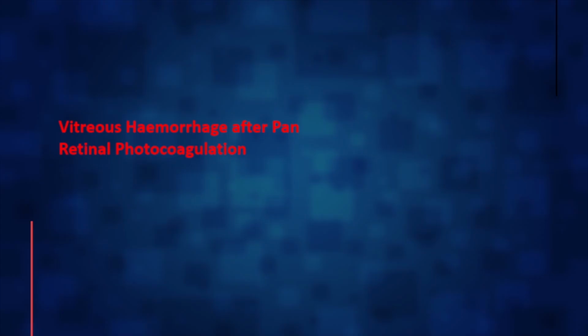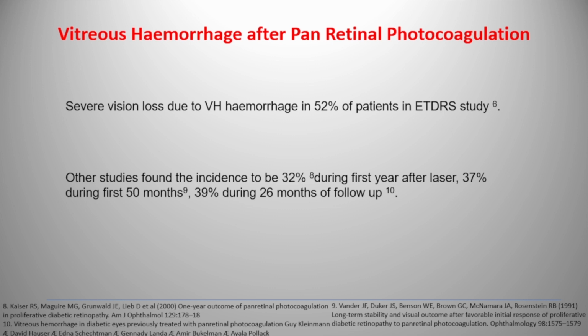So how does vitreous hemorrhage occur after a pan-retinal photocoagulation? Vitreous hemorrhage causes severe vision loss in around 52% of patients. This was the finding in post-PRP patients in the ETDRS study.